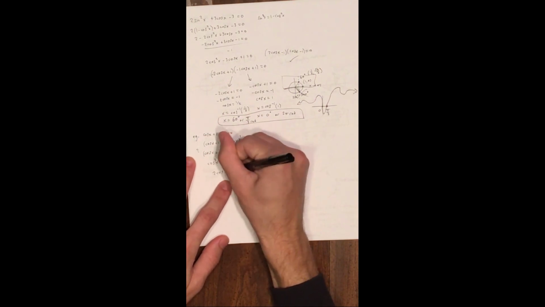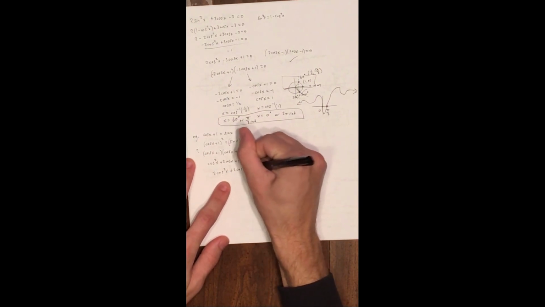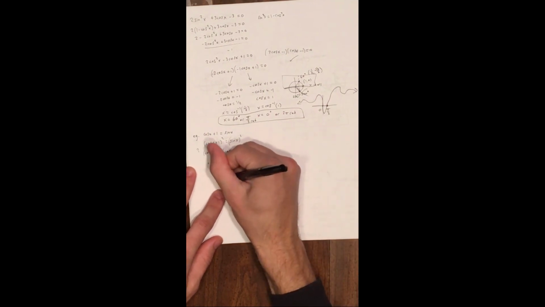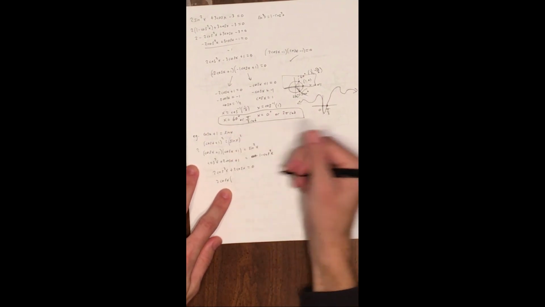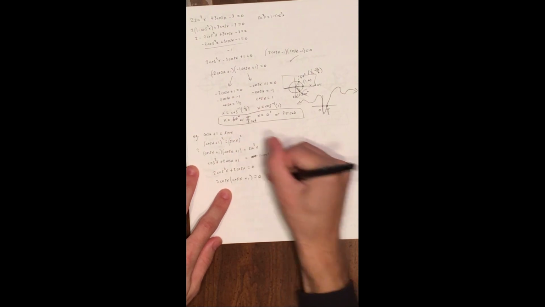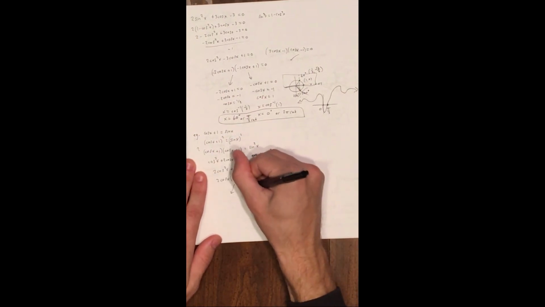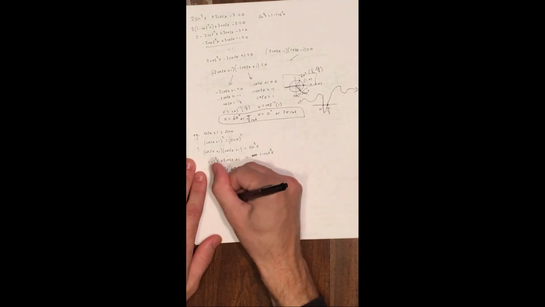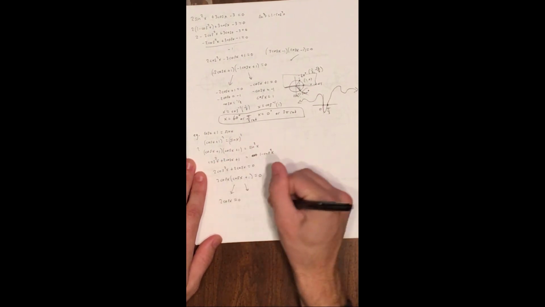So here we're going to do some factoring. 2 cosine of x is a common factor. And in the parentheses, we'll have cosine of x plus 1 is equal to 0. This again is the zero product property. We have 2 cosine of x is equal to 0. And we have cosine of x plus 1 is equal to 0.